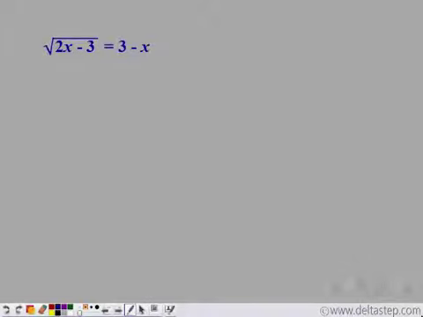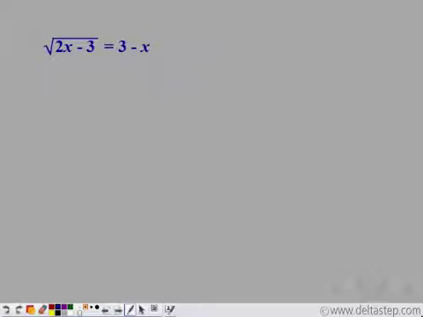Now we need to solve this equation. Root over 2x minus 3 is equal to 3 minus x. So we see that we have a square root on the left hand side. So first let us get rid of the square root. In order to get rid of this square root, we need to square it.